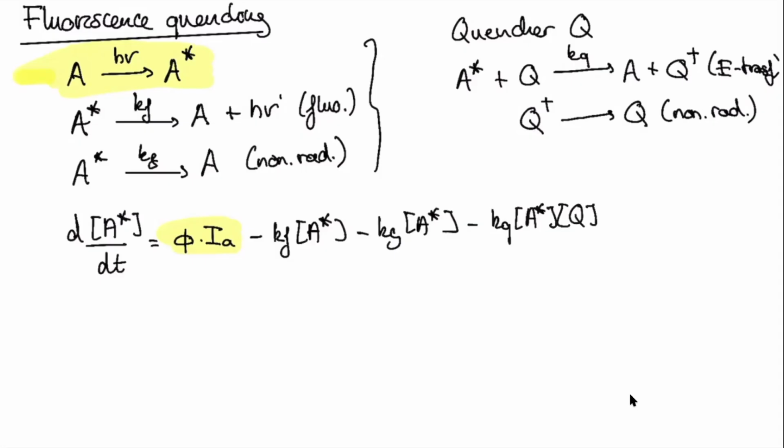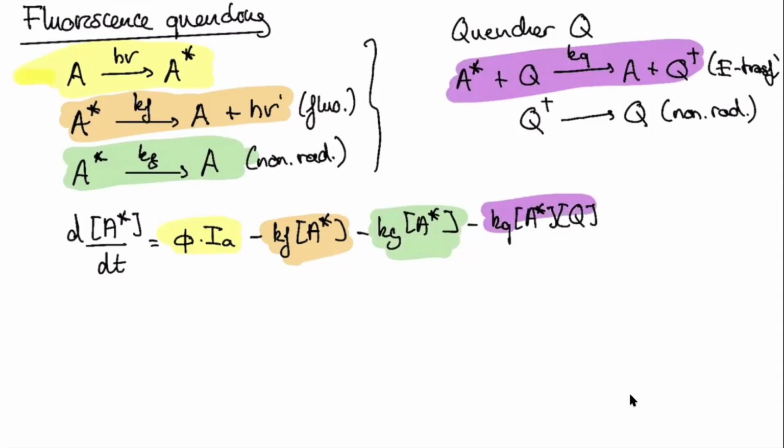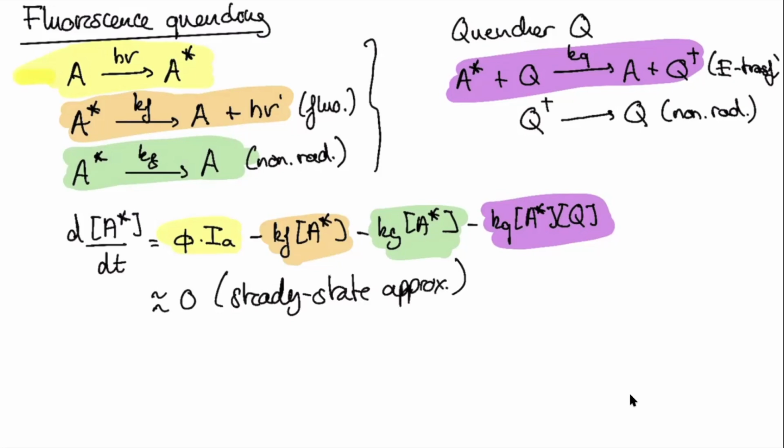All right, let me see if I can just color those things. So this is this process, right? This is non-radiative decay. It's this one. And this process is this rate. Okay, so let's do the steady state approximation. So we can write that A star is the first process, so excitation over kf plus kg plus kq times Q.